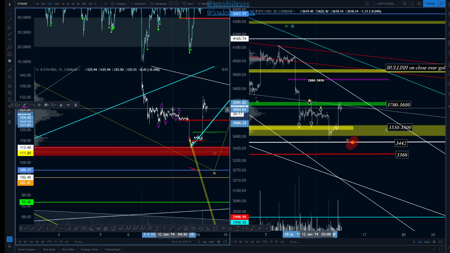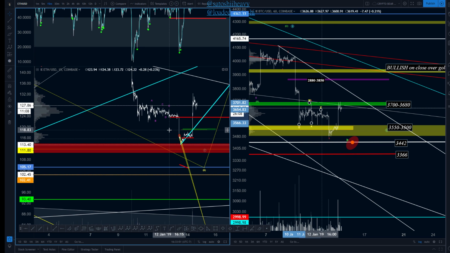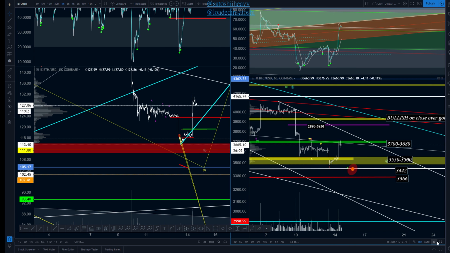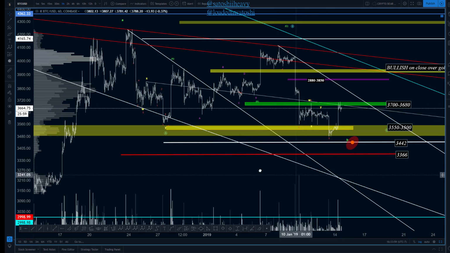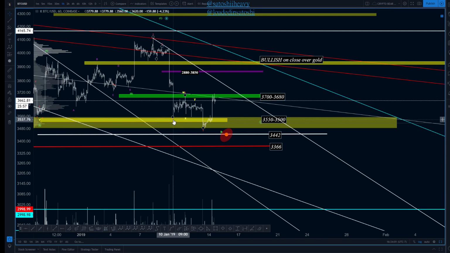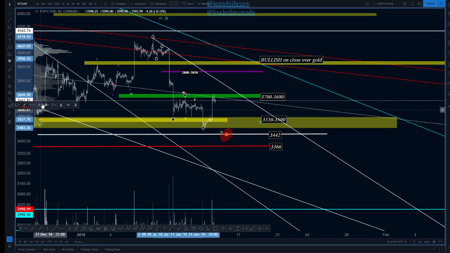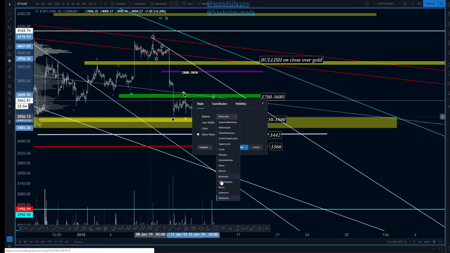Let's get that little back. A, B, C, D, E. 1, 2, 3, 4, 5. So that matches up with this ending point here. So this works for Bitcoin. Now let's get back into Bitcoin. This is also larger.